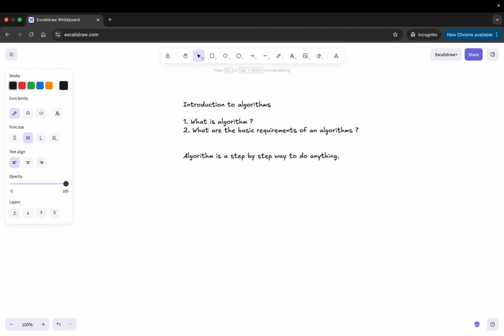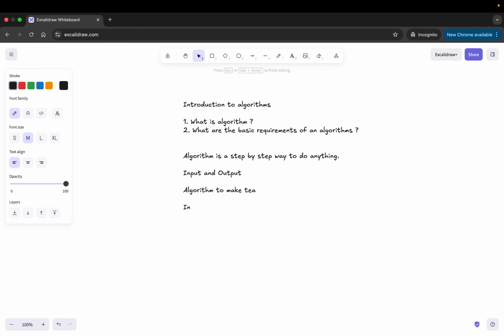Now, what are the basic requirements of algorithms? The basic requirements of algorithms are just two things: input and output. Let me explain what input and output is with an example. Input is anything that you give to an algorithm, and output is the thing that the algorithm gives to you. So let's take the example of an algorithm to make tea.